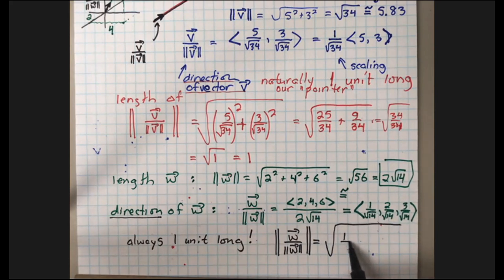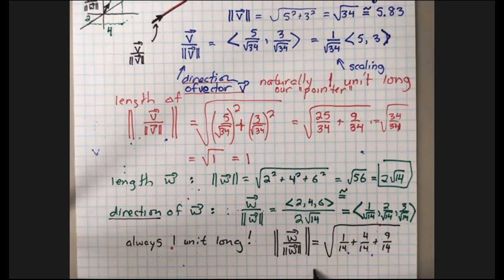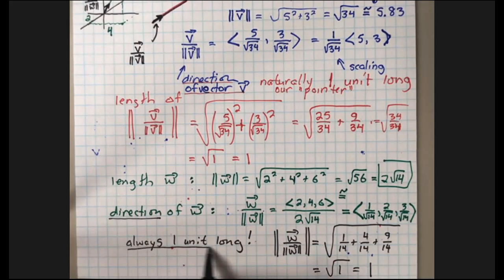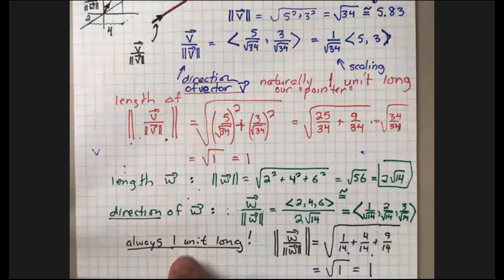Squaring each slot will give me 1 over 14, 4 over 14, and 9 over 14. Magically, of course, it's not so magically, that is 14 over 14, and that's the square root of 1, which is 1. Direction is always one unit long, and you better check that when someone asks you for a direction. If you give someone a direction vector, and it's not one unit long, they're just going to think you don't know what you're talking about. Always check your directions to make sure they're one unit long.